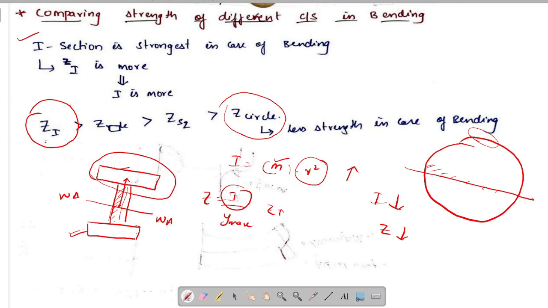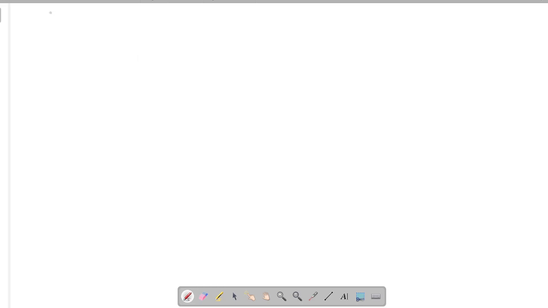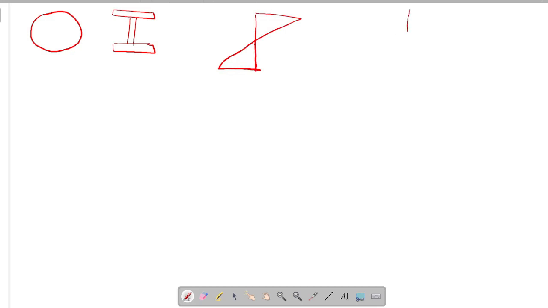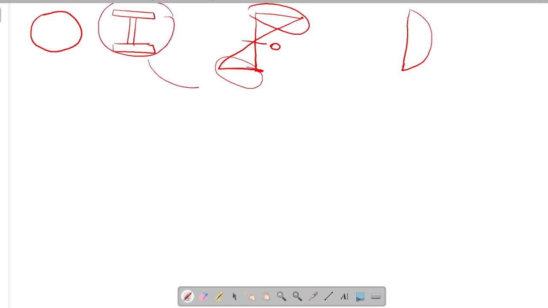Now, let's see, if in the exam they ask which section is preferred in case of bending and which section is preferred in case of shear. Suppose they give two sections, one circular section and one I section, and ask which section is preferred in case of bending and which in case of shear. If we see the bending stress equation, it looks something like this, whereas the shear stress variation looks something like this. In case of bending, we have zero bending stress at the neutral axis, whereas maximum at top and bottom surfaces. That means we need maximum material at top and bottom surfaces. Between I section and circular section, the maximum material at top and bottom surfaces is in the I section. So I section is preferred in case of bending.